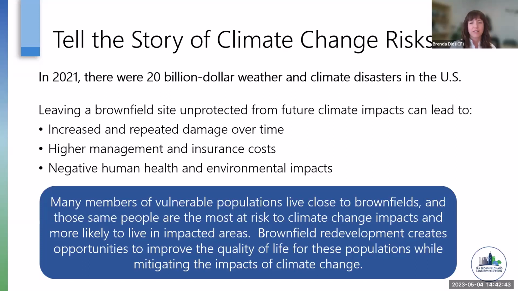And there are risks undoubtedly across the country. So no matter where you are, there's some sort of climate related risk that you're likely facing and should be considering during revitalization. Some of the risks, if you don't consider them, is increased and repeated damage over time, right? If we're going through this whole process, we don't necessarily want to have to go back and fix flood damages, fire damages, things of that nature. That there could be higher management and insurance costs if you don't consider these risks. And obviously, if you don't consider them, there can be negative human health and environmental impacts when disasters do occur.